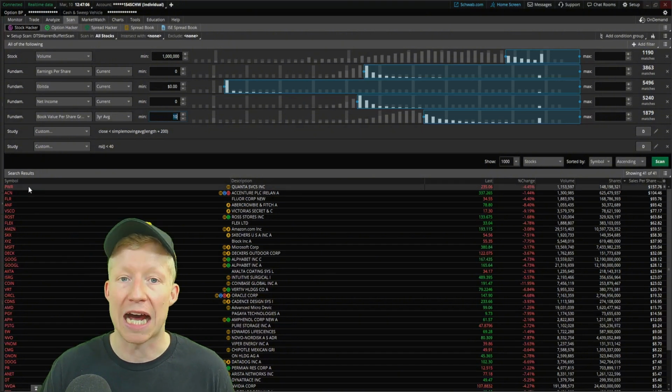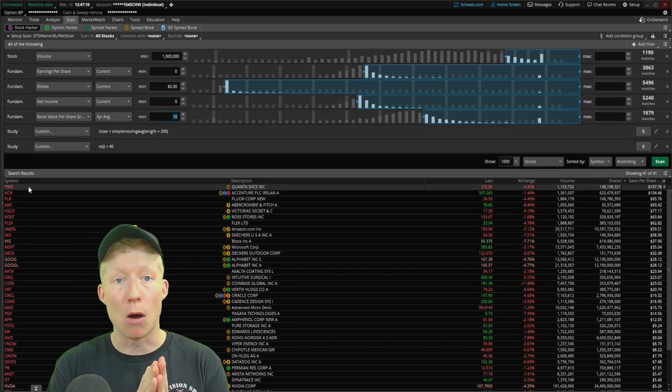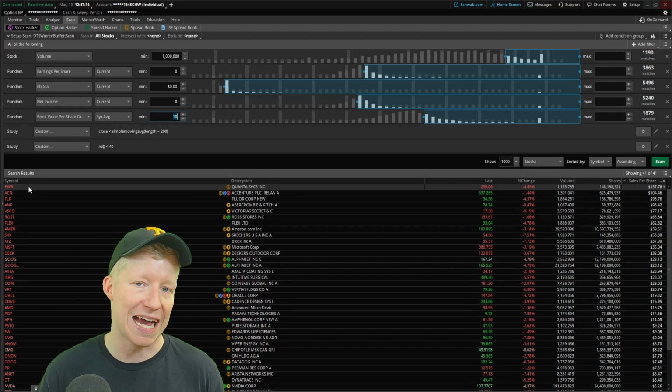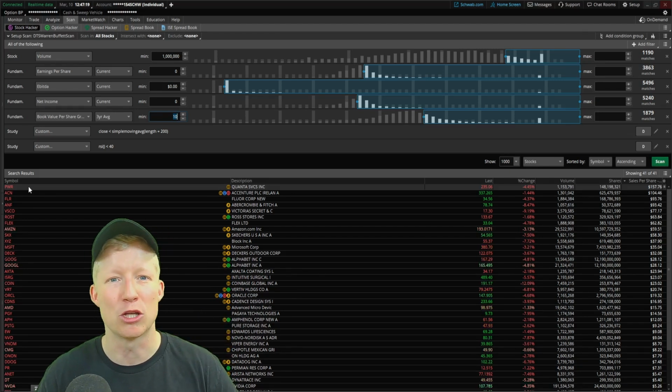So the companies at the top of this scanner are the companies that are making the most money per share out available on the open market. That's how I sort my scan results here. Anyway, first stock on the list, PWR.